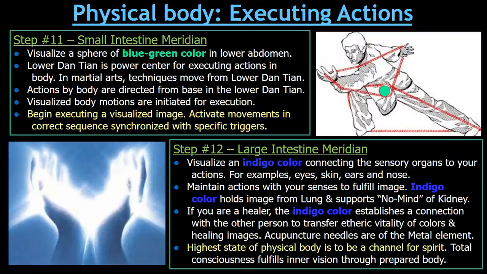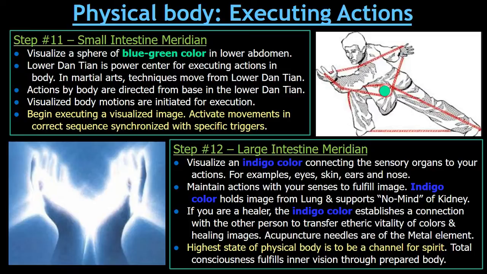Now we go on to steps 11 and 12. Now the body is going to execute actions. Step 11 is the small intestine meridian. You visualize a sphere of blue-green color in the lower abdomen. The lower dantian is the power center for executing actions in the body. In martial arts, techniques move from the lower dantian. Actions by the body are directed from the base in the lower dantian.